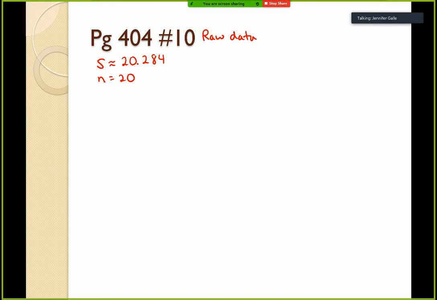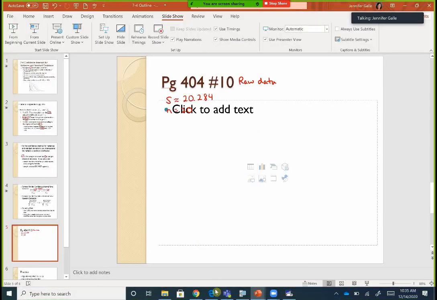Sample size is 20. Now, the other pieces we need for the formula, we need chi-square right and chi-square left. In order to do that, we've got to go to table G. So I'm going to bring up table G. If you need to, it's page 791 in your book. Otherwise, I did give you guys that handout earlier.